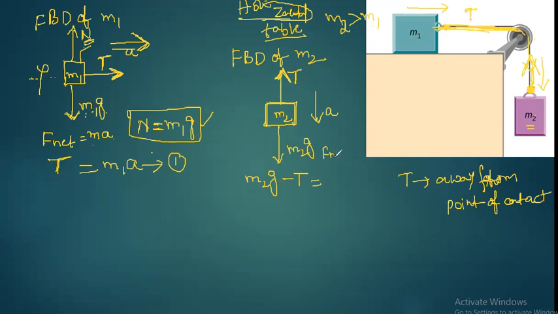F net is equal to M2A, right? So M2G minus T equals M2A. You take this as equation 2, correct? So we got two equations. Now, what is our aim? We are calculating our tension and acceleration.